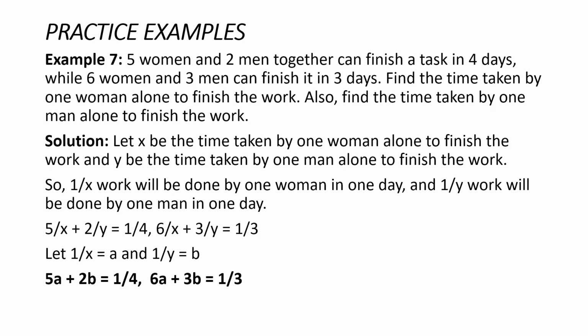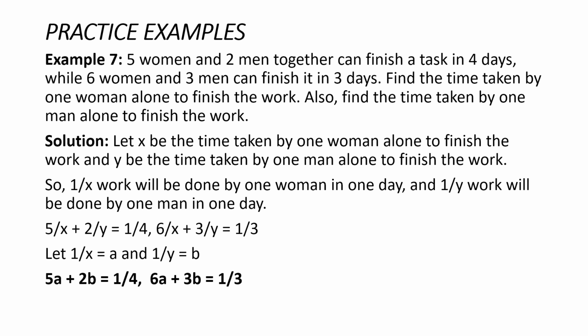So what we have to find out, let x be the time taken by one woman alone to finish the work and y be the time taken by one man alone to finish the work. So 1 upon x work will be done by one woman in one day and similarly 1 upon y work will be done by one man in one day. 5 women means 5 into 1 upon x plus 2 men plus 2 into 1 upon y, finished in 4 days. So in one day it will be 1/4 task. So 5 upon x plus 2 upon y is equal to 1 upon 4.